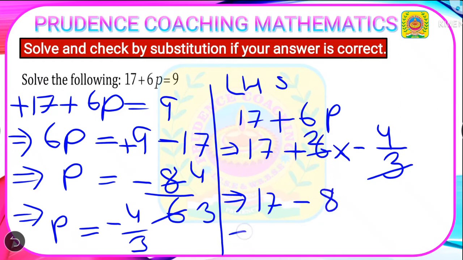So if we subtract 17 minus 8, we will get 9, which is equal to the RHS, which is given in the equation. So as it is proved, LHS equals RHS, so we will write LHS equals RHS, checked. That means your answer, that is p equals minus 4 by 3, is correct.